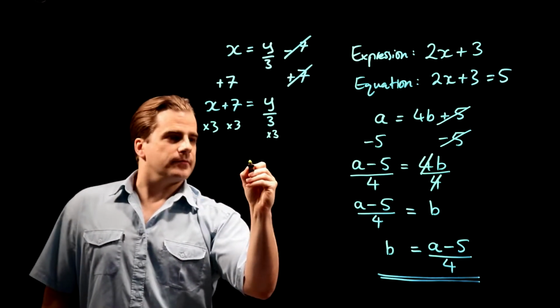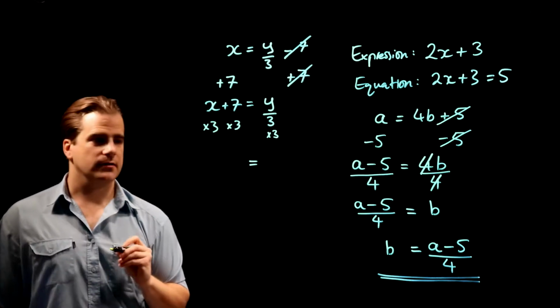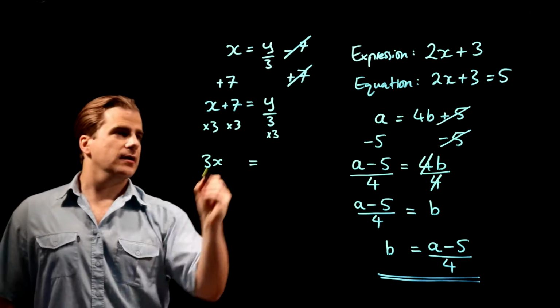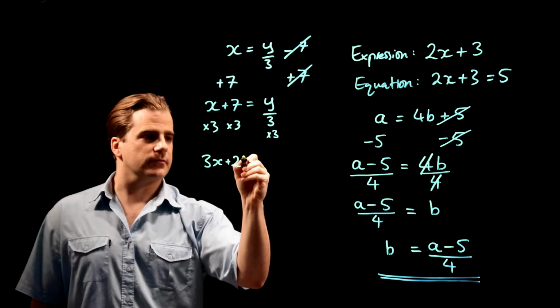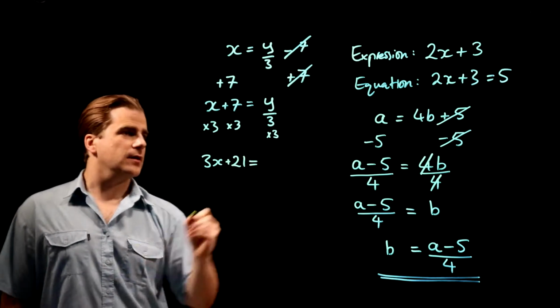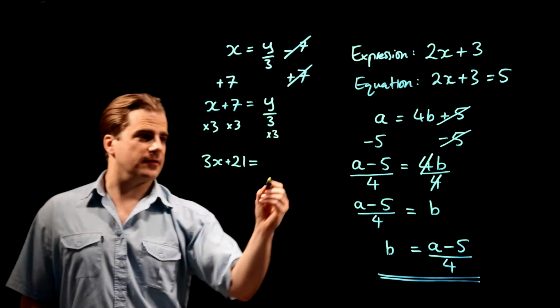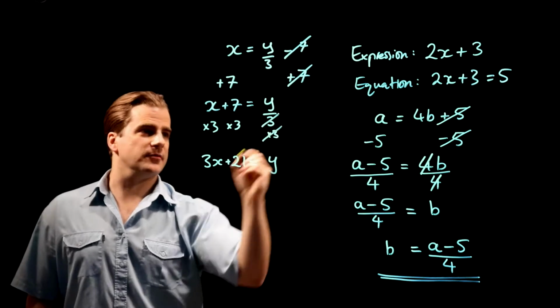So what do we get? X times 3 is 3x. 7 times 3 is 21. And y divided by 3 times 3 is just y. Okay? Because divided by 3 times 3, they cancel.